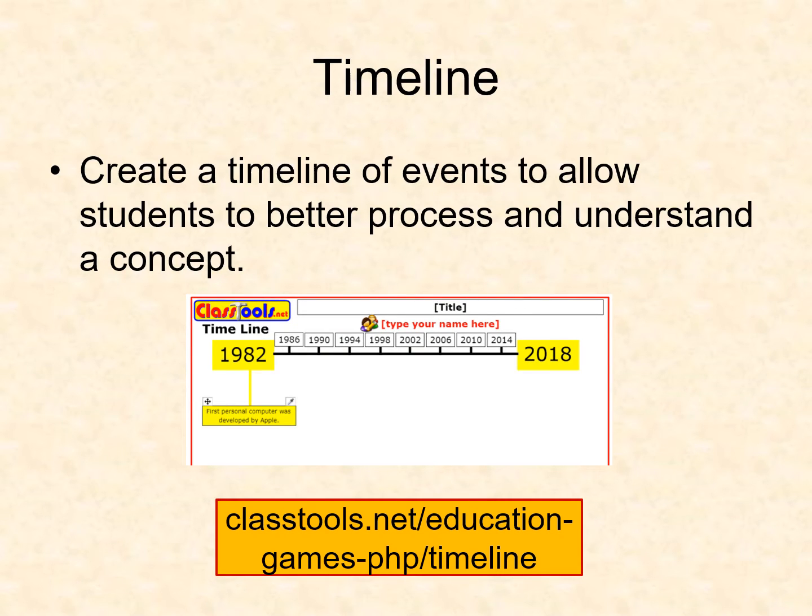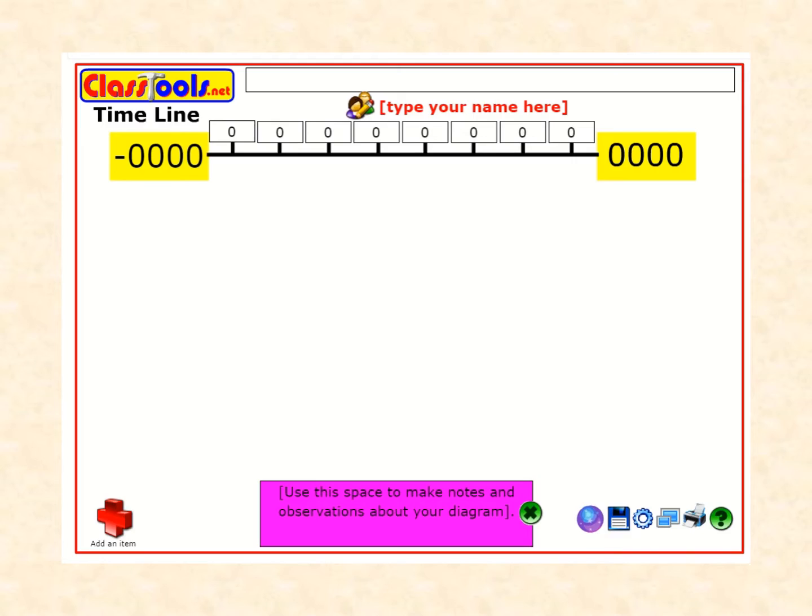Many students will better be able to understand dates of historical events in social studies or understand developments that led to the Industrial Revolution if they could see them plotted or if they themselves could plot them on a timeline. Here's a timeline tool located at classtools.net that can help us do just that. So here I am at the timeline tool at classtools.net. I'm going to start by typing the title.